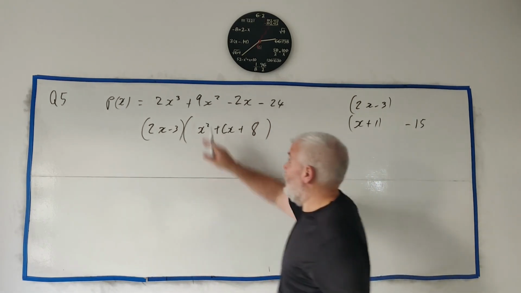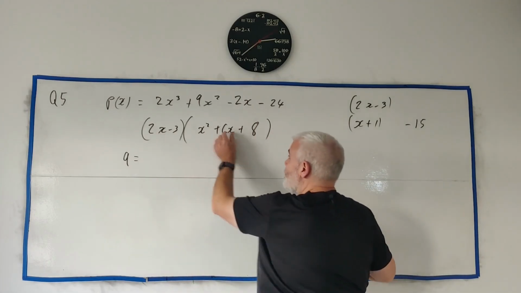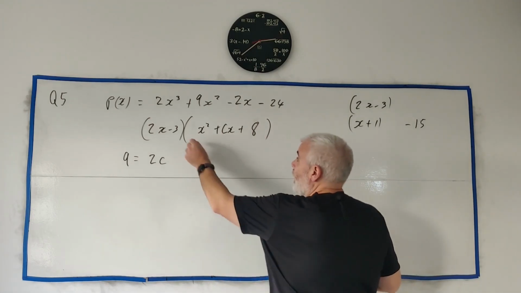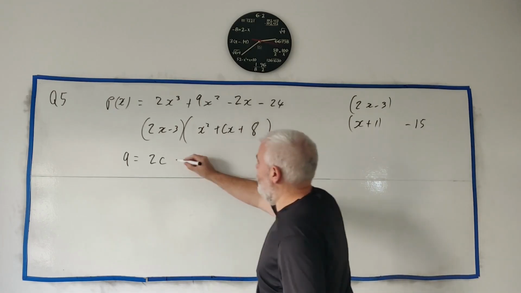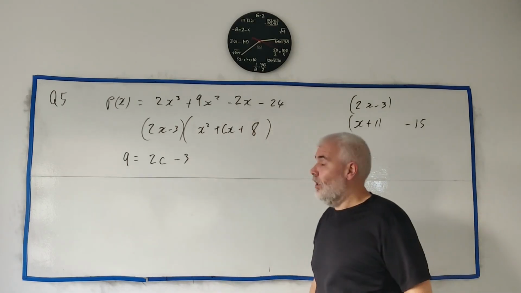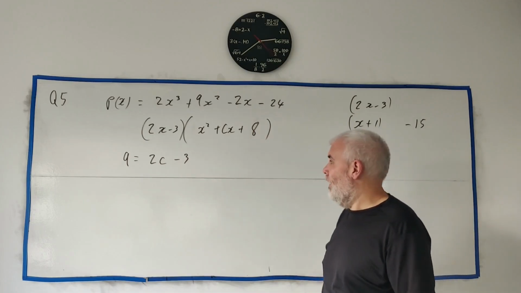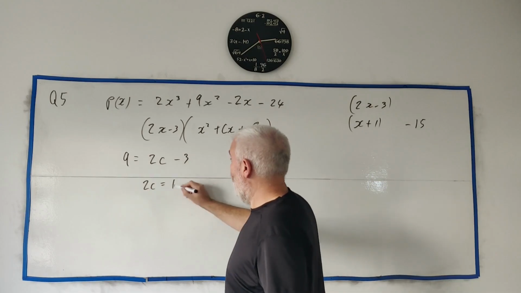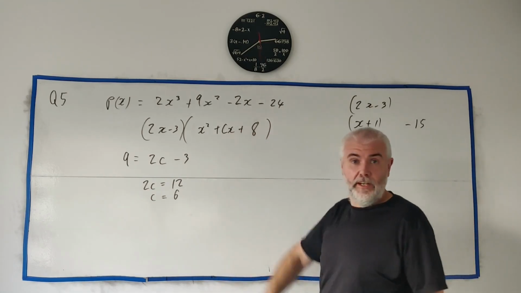So using that fact, I know this 9 must equal this x by this x. That's a 2 times c, combined with this number by this x squared. That's a minus 3. Or you can leave all the x squares in if you want. They just disappear. So 2c must equal 12, so c must equal 6. This c here must equal 6.